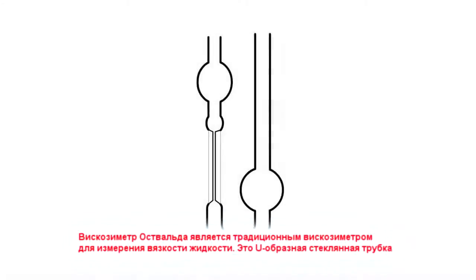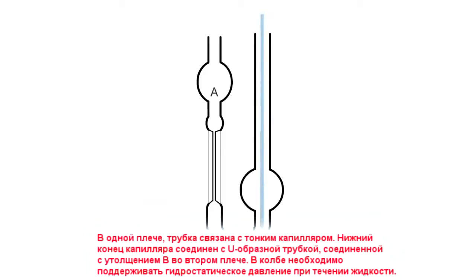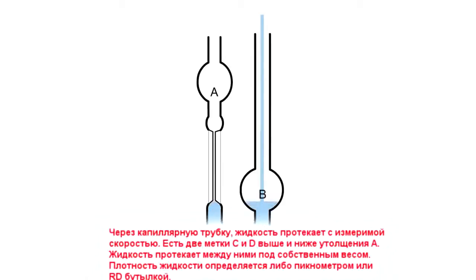Ostwald's viscometer is a traditional viscometer to measure the viscosity of a liquid. It is a U-shaped glass tube. In one arm, the bulb A is connected with a fine capillary. The lower end of the capillary is connected with a U-tube provided with a bulb B in the second arm. The bulb B is necessary to maintain the hydrostatic pressure during the flow of liquid.